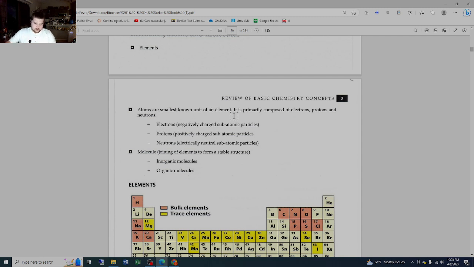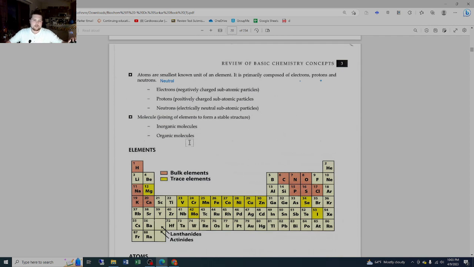So atoms are the smallest known unit of an element, primarily composed of electrons, which are negatively charged, protons, which are positively charged, and neutrons, which are neutral. Exactly, we have electrons negatively charged, protons positively, neutrons electrically neutral. So the molecule, so we have atoms, a molecule, joining of elements to form a stable structure. So for example, if we have carbon dioxide, that is now a molecule because we have a couple of different elements together to form a stable structure, or water, H2O, all of those good stuff.